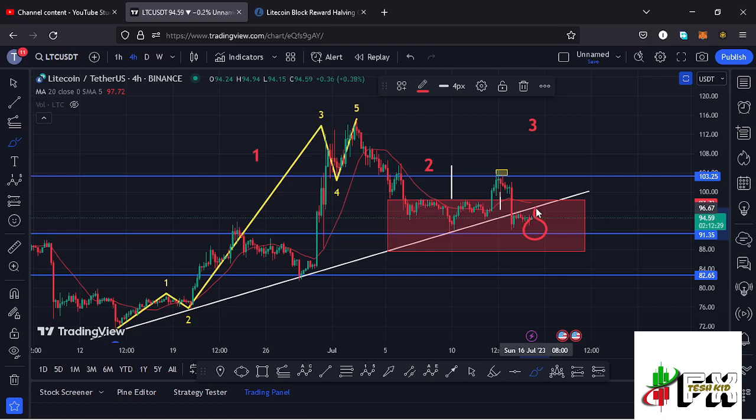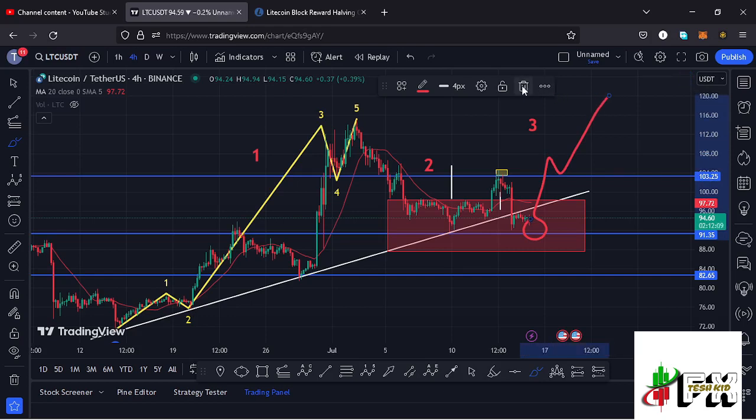And the moment we manage to break above the $97 mark, which is also acting as resistance, then we can expect Litecoin to continue gearing up and get above the $103.25 mark, get a successful retest of that key area of resistance, and then continue gearing up.